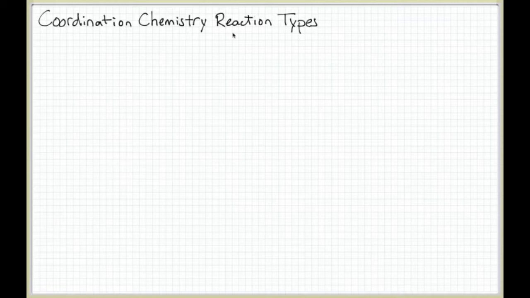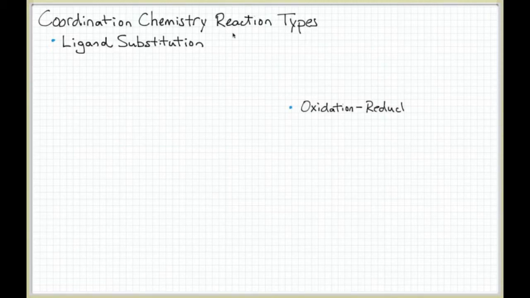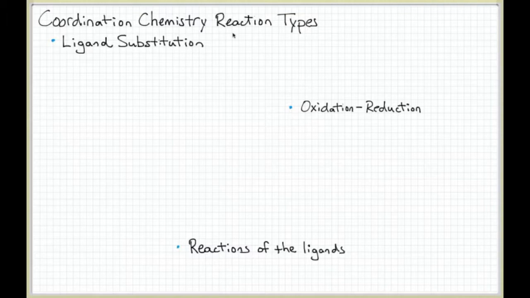Your book discusses three broad categories of reaction types for coordination compounds, and these include ligand substitution, redox reactions, so oxidation reduction, and then also ligand reactions, so reactions that happen to the ligands that are coordinated to the metal.